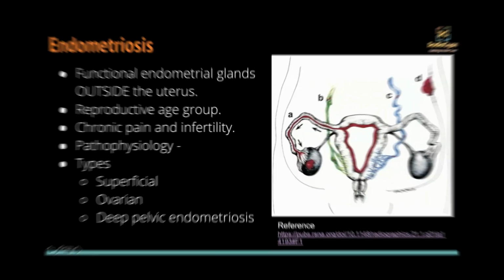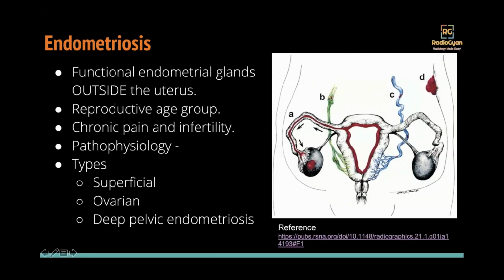So we'll discuss a few points about endometriosis. So what is endometriosis? Endometriosis is functional endometrial glands outside the uterus. Now, if these glands are present outside the uterus, just like the endometrium in the uterus, these are susceptible to cyclical hormonal changes. So these endometrial deposits, they bleed, and when they bleed in an atypical location, they can give rise to hematomas and endometriomas.